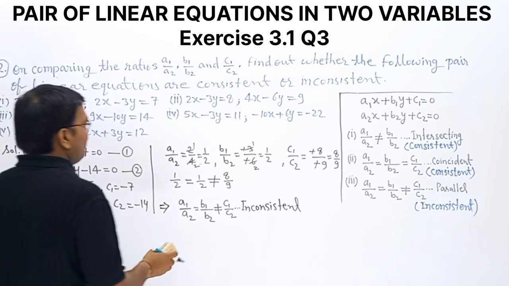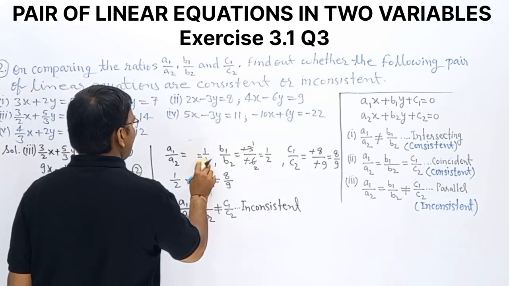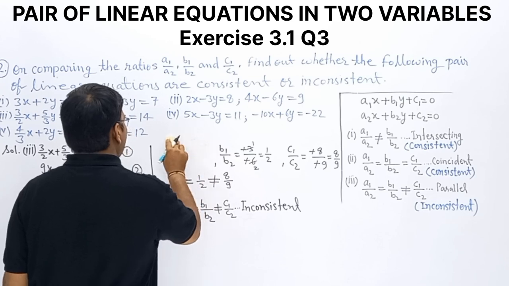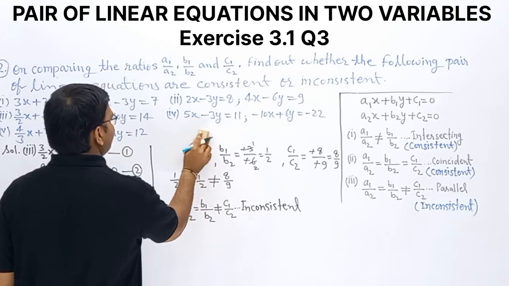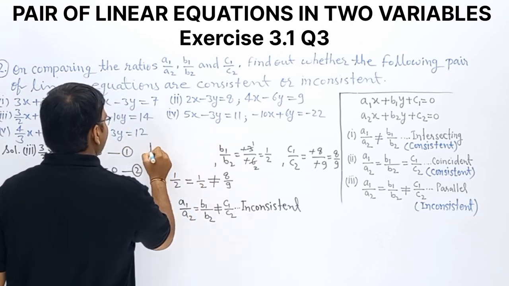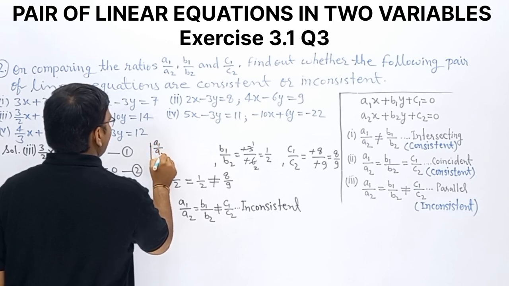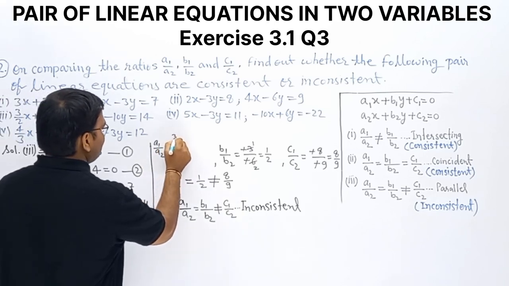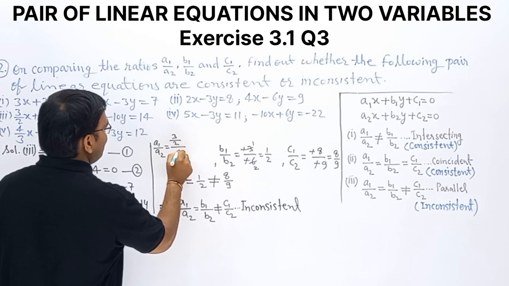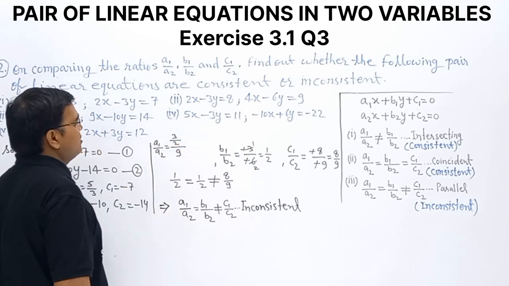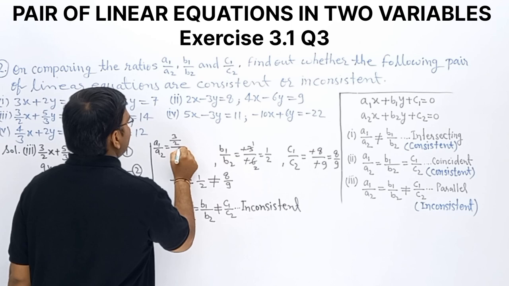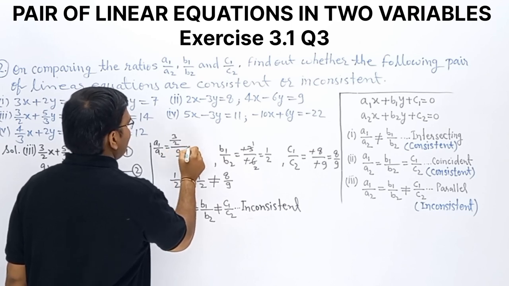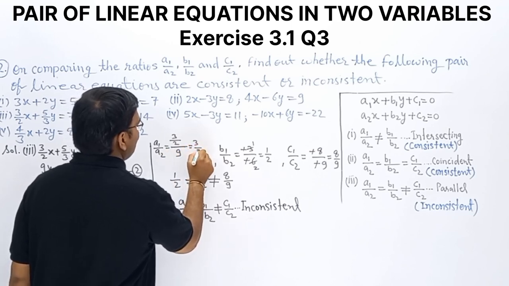So how will we find it? I am finding the ratios, first A1 upon A2. The value of A1 is what? 3 by 2. And the value of A2 is what? 9. So this can be written as 3 by 2 divided by 9, and once we take the reciprocal of the denominator, then what are we getting? 3 by 2.